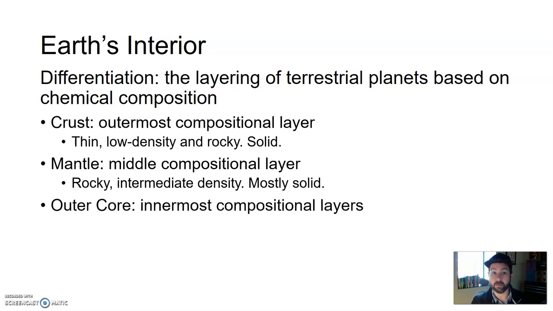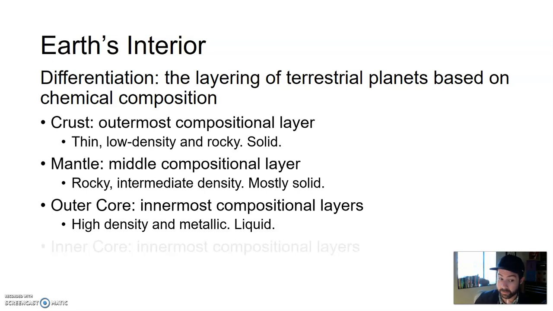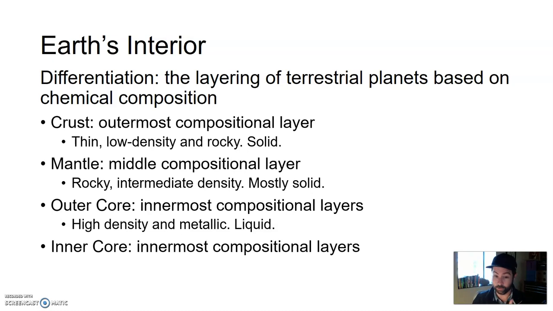And then we have the core, which is comprised of two layers. We have the outer core, which is a high density, heavy, metallic metal, but it's liquid. And then we have the inner core, which is high density, heavy, metallic metal, but solid.